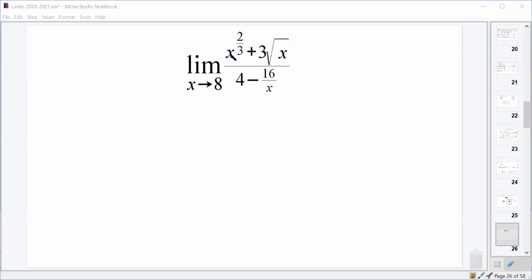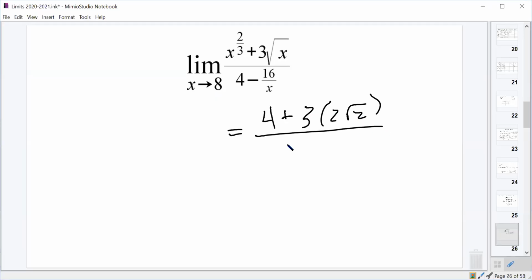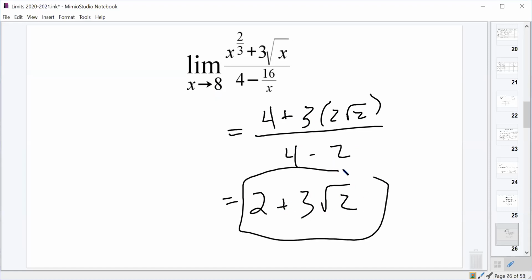So if we plug in the 8, what's 8 to the 2/3 power? 4, right? Cube root of 8 is 2, squared is 4. Plus 3 times root 8, and root 8 is the same as 2 root 2, over 4 minus 2. So we've got 4 plus 6 root 2 over 2, which is just 2 plus 3 root 2. Easy enough.